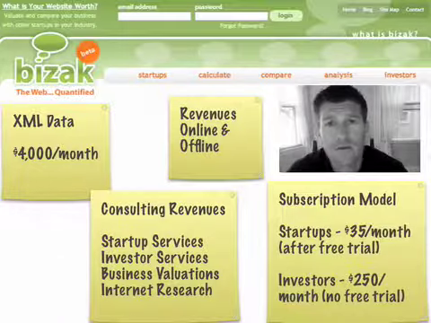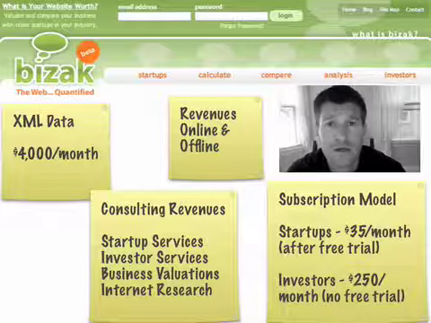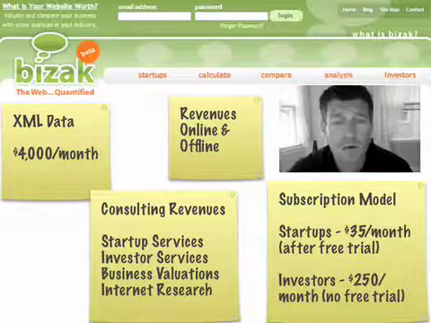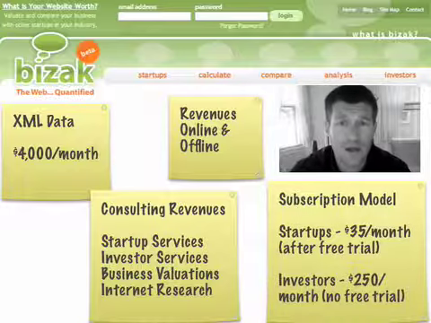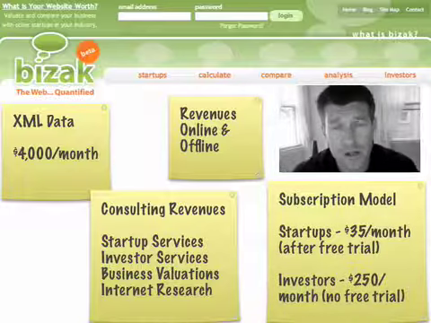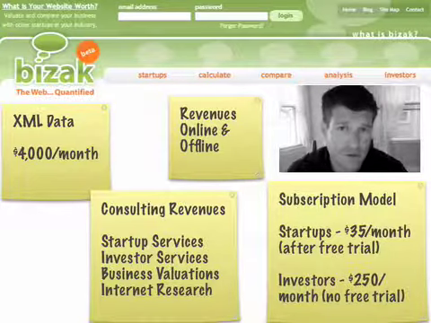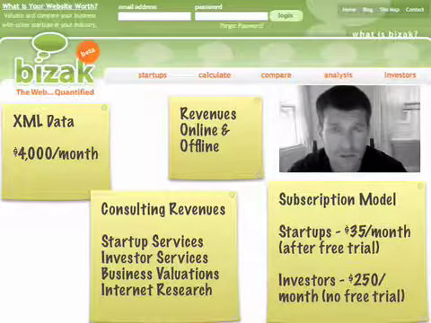Bizak has a few revenue models currently in place and others planned for the future. I'm a strong believer that any website needs to integrate both offline and online revenue sources to balance out the mix. First, our subscription model for both startups and investors. The investor model should be launched in the first couple weeks of this month.